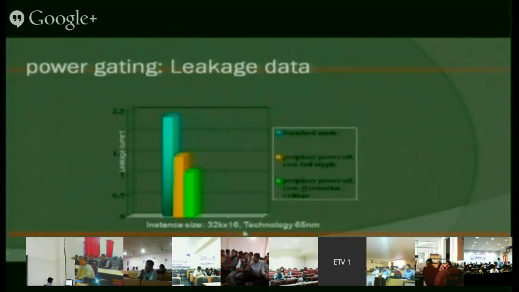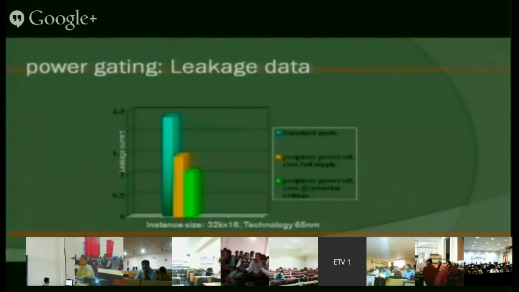32K into 16 is the memory. So it is one standard mode. Entire chip is power off. This block, peripheral power is off. This one, peripheral power off, core full supply. This one, peripheral is completely off, but memory core is given full supply.